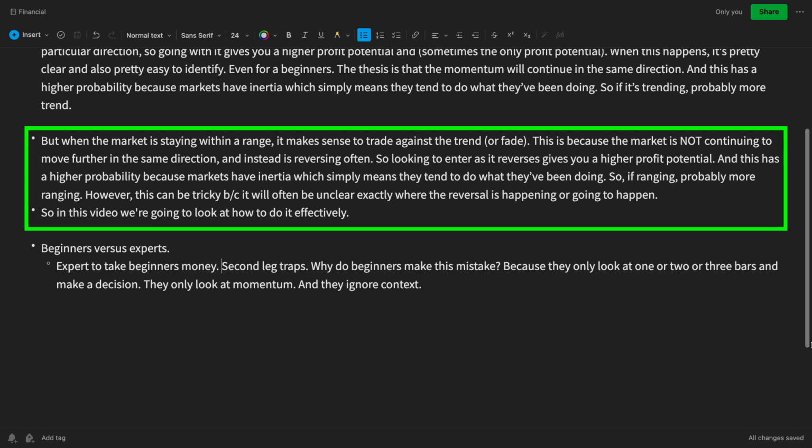When the market is staying within a range, you want to trade against the trend, or fade. And this is because the market is not just continuing to move further in a direction and instead is reversing often. So looking to enter as it reverses gives you the higher profit potential. And doing this has a higher probability because, again, markets have inertia, which again means they just tend to do what they've been doing. So if it's ranging, probably more ranging. Makes sense. However, this can be tricky because it will often be unclear exactly where the reversal is happening or when it's going to happen. So in this video, we're going to look at how to do this effectively.